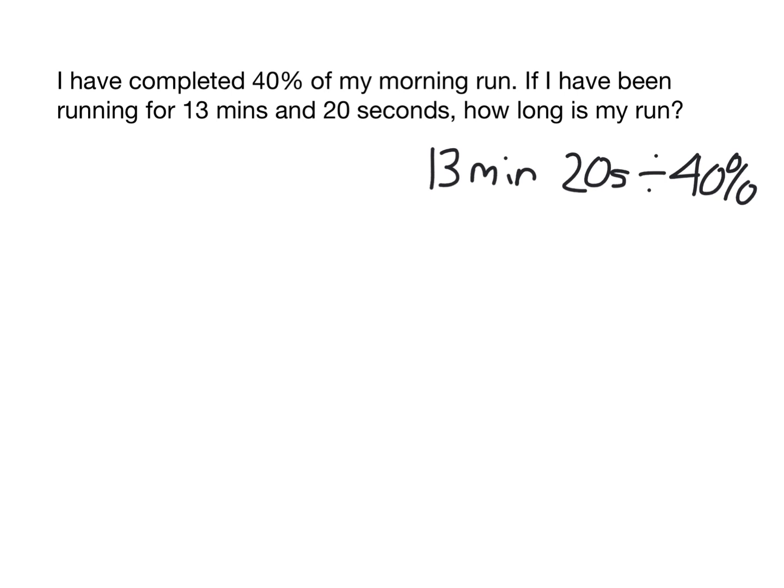So what we can do is convert this into an easier way to work with. 13 times 60 is 780, plus 20 is 800. 13 minutes and 20 seconds is 800 seconds, because 13 minutes is 780 seconds, it's 13 times 60. So we're going to divide 800 seconds by 40%.